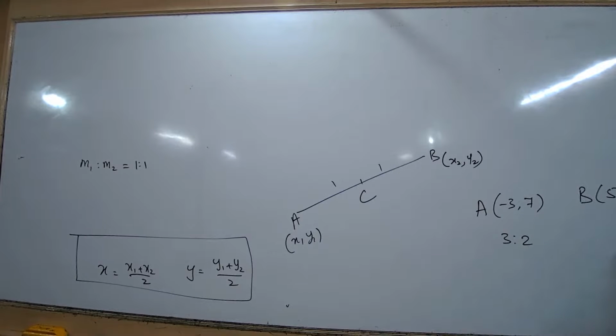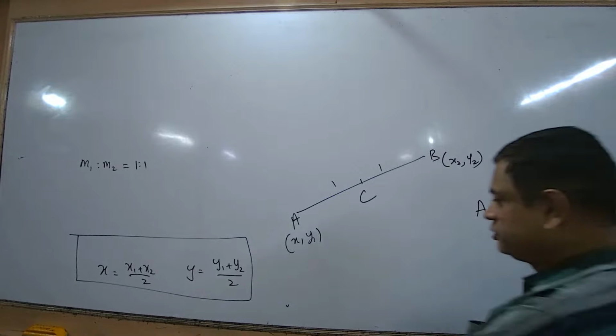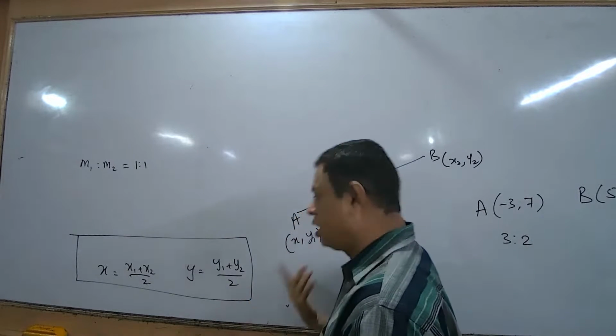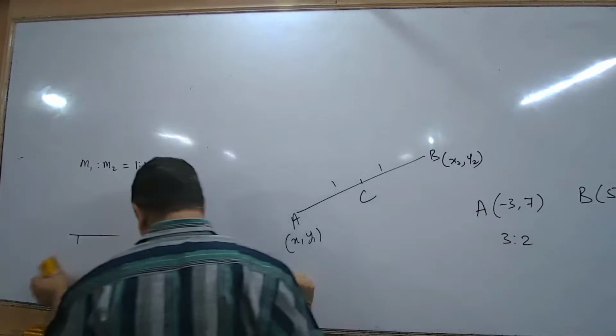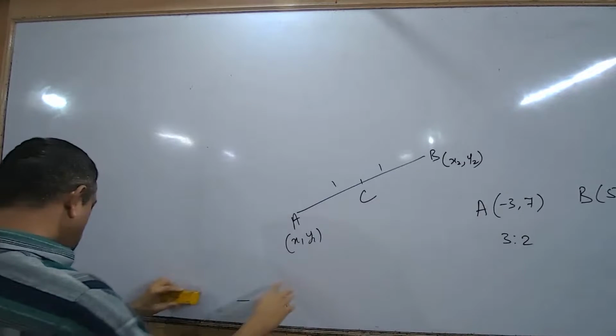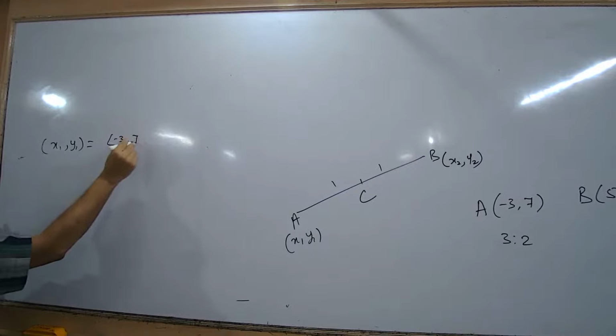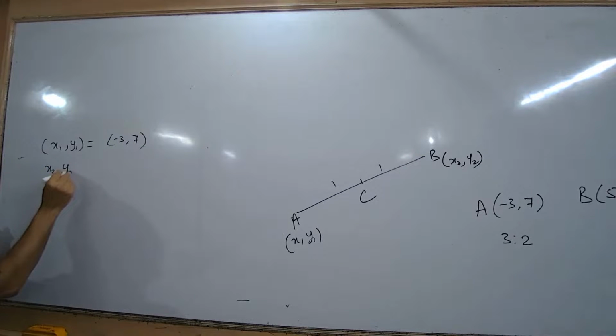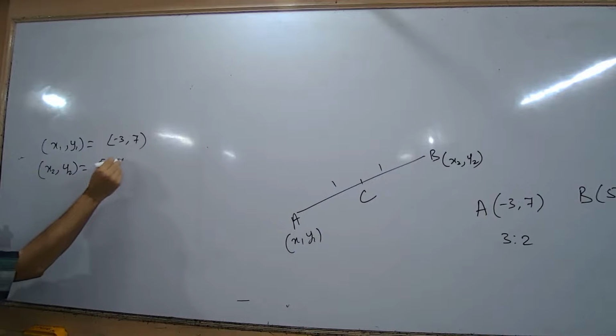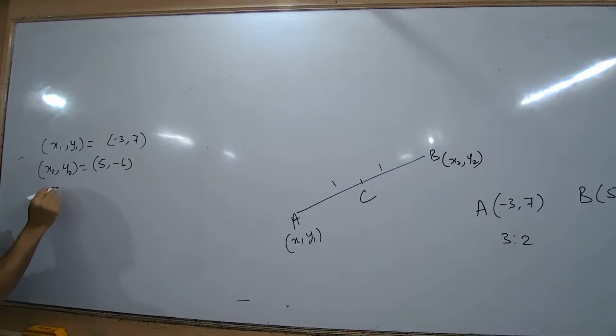P divides A and B in the ratio 3:2. So we can take M1 as 3 and M2 as 2. Don't write M1 is equal to, you will write this way. X1, Y1 is equal to minus 3, 7. X2, Y2 is equal to 5, minus 6. M1 is to M2 is equal to 3 is to 2. Even writing M1 equal to 3 and M2 equal to 2 is no problem. Now write the formula and substitute.